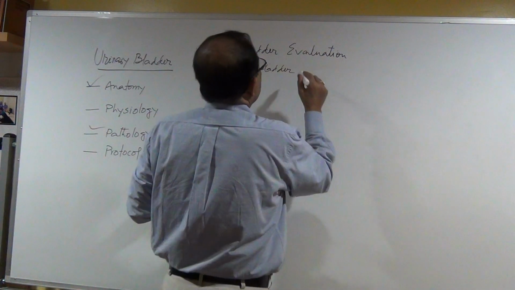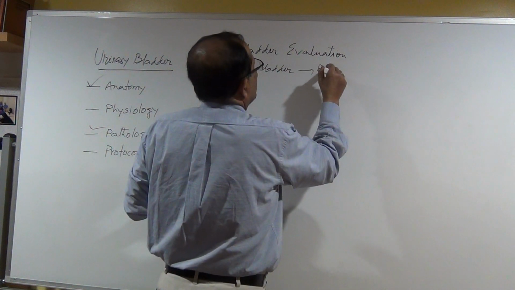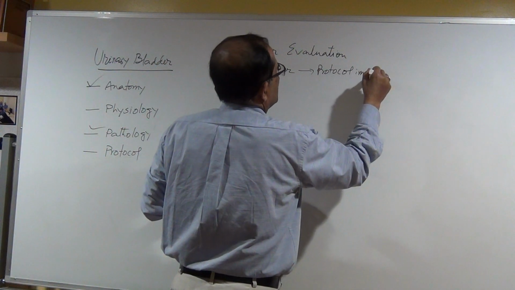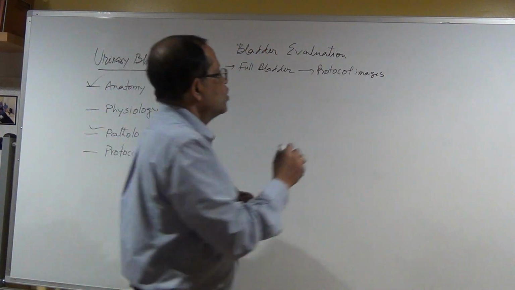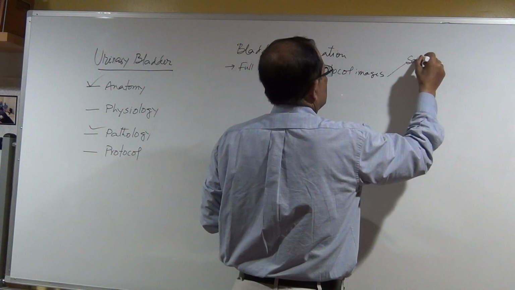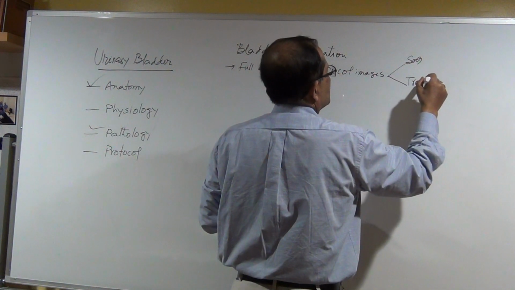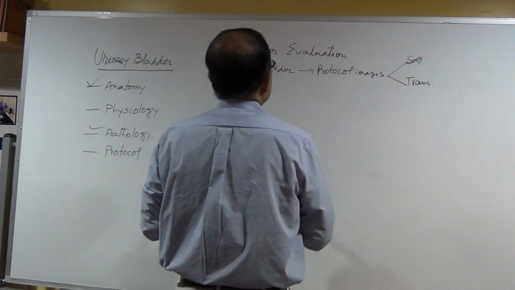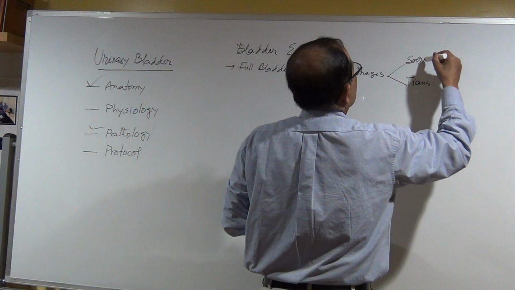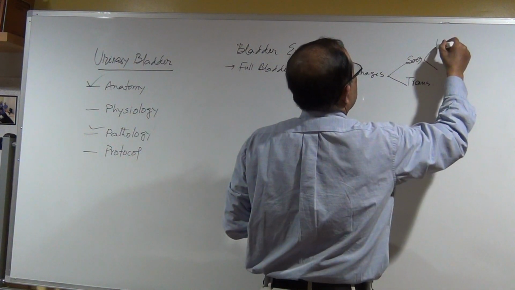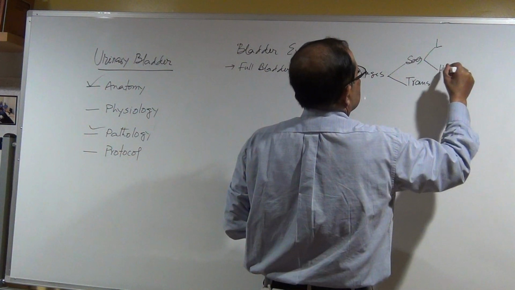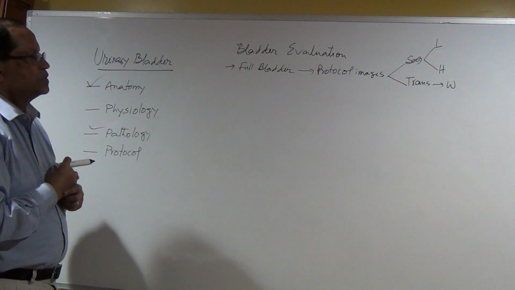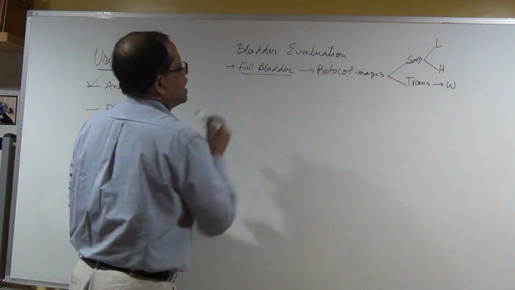We will do the protocol images, just a few protocol images, both in sagittal view and transverse view, right? And in sagittal and transverse view, we will measure the length and height. In transverse view, we will measure the width. But we need a full bladder.